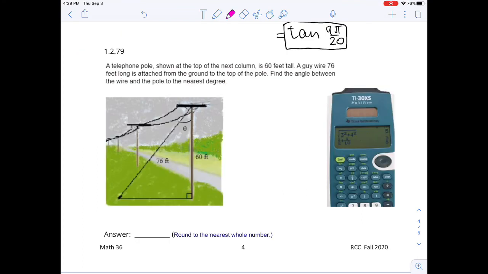And the word problem. A telephone pole is 60 feet tall. A guy wire 70 feet long is attached from the ground to the top of the pole. Find the angle between the wire and the pole to the nearest degree. So we need to find this angle theta. Solution.